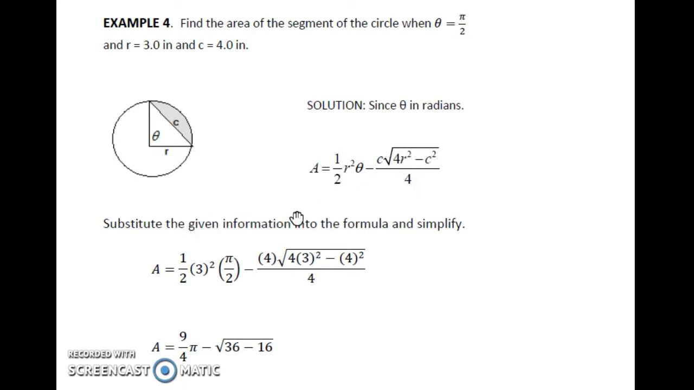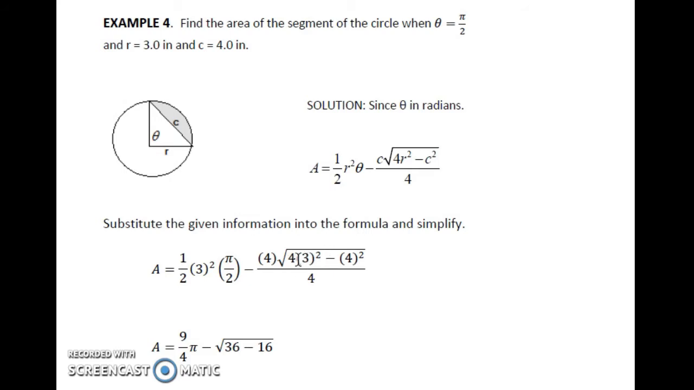We'll substitute the given information in the formula and simplify. So the radius was 3, the angle is pi over 2, and C, which is the length of the chord, was 4. So we put 4 where there's C's here and 3 where there's R because that's the radius. And then we just have to simplify this.